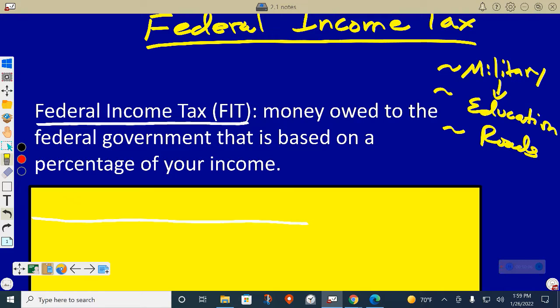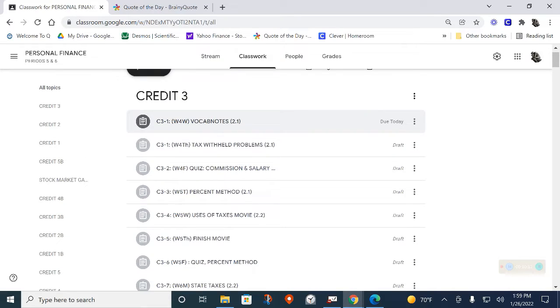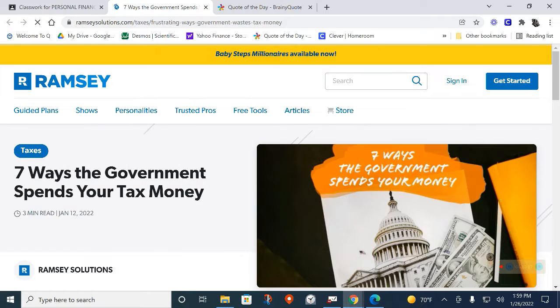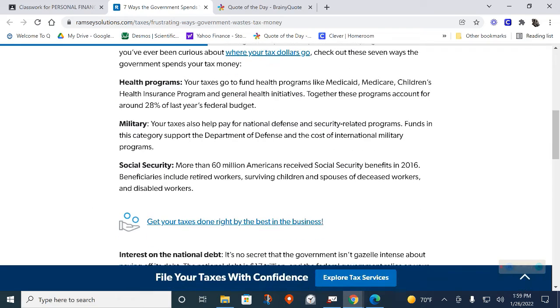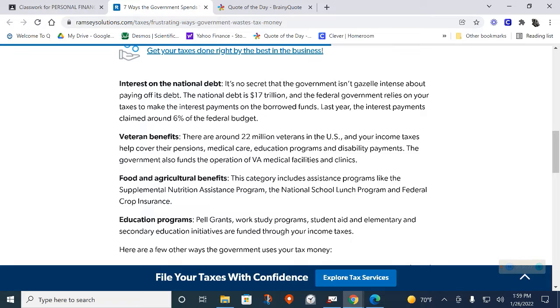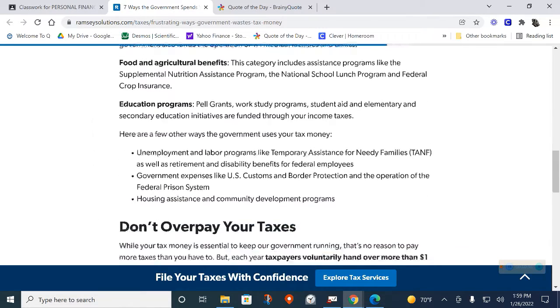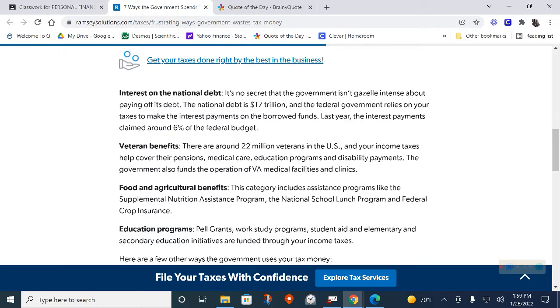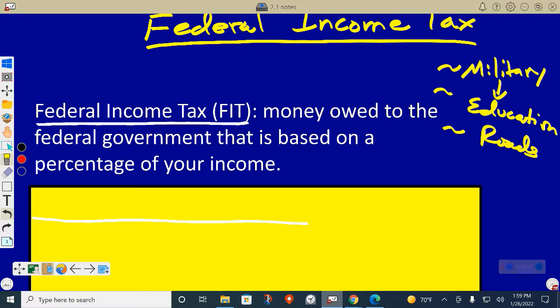We got healthcare, but look at what I did on C31. You're gonna use this for your flip grid later, but look at this website, 7 ways the government uses your tax money. Look at number 1, health programs, military, Social Security, interest on the national debt, veteran benefits, food and agricultural benefits, education programs like me. I get some of that federal government money, okay? So that's what it's used for, very important.